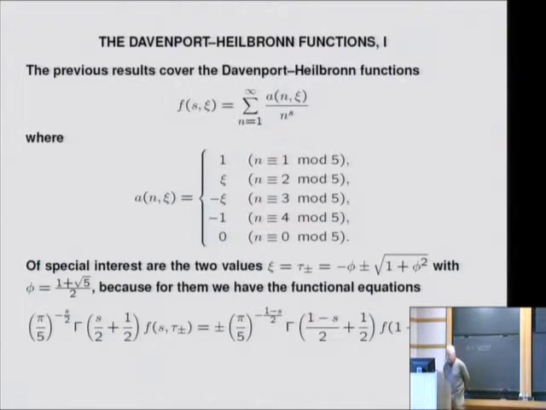And the two values which are written here, phi is the golden ratio. And then you have these functional equations. By the way, if you read Titchmarsh's book on the zeta function, this function occurs there, at least the tau plus. The formula for tau plus in Titchmarsh is rather ugly, a very complicated combination of square roots and so on.